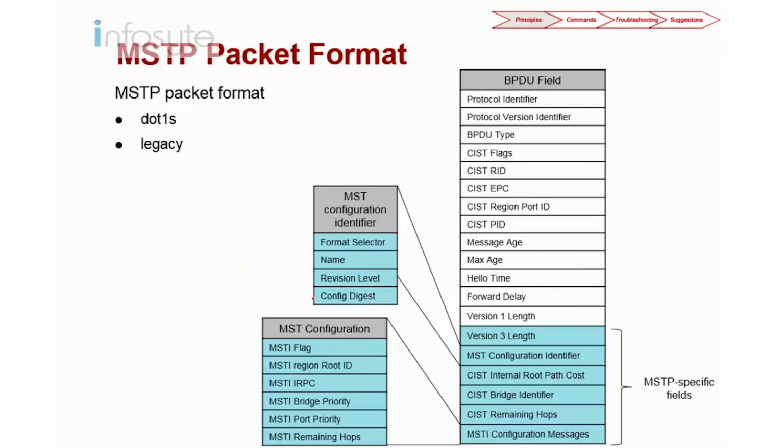On top of that, we also have an MST configuration. This is on the instance. So we have the instance flag, the region root ID, the instance internal root path cost, the bridge priority, the bridge port priority, and the remaining hops. I'm not going to go through each and every one of these. You can refer back to the 802.1 standard for more detailed information on all the fields and what purpose those fields serve.